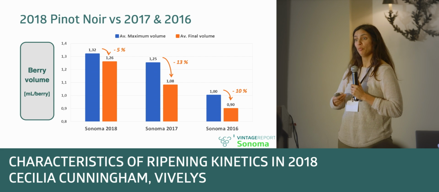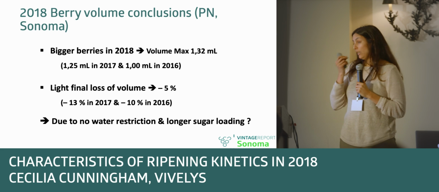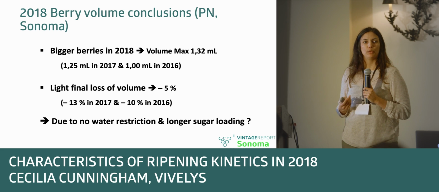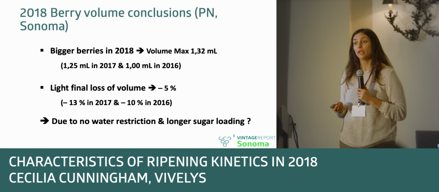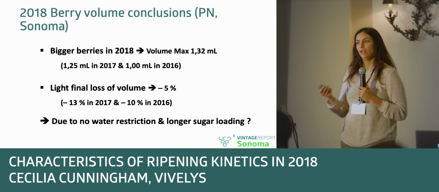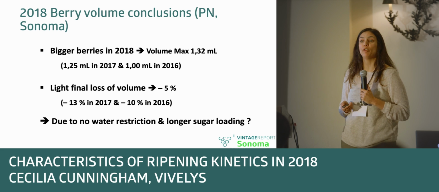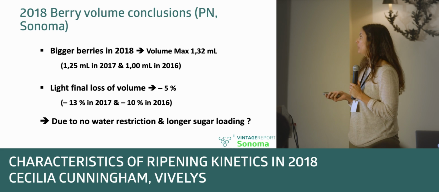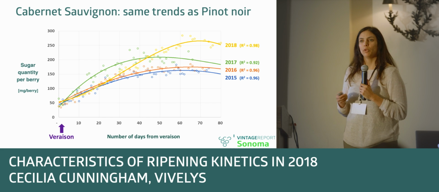So stable volume, bigger berries. And again, this is connected to the conditions that we were seeing. Probably this lack of stress in early stages favored the set and also the development of bigger berries. And the longer sugar load probably helped with this, so we didn't have these aggressive events happening that really impact the berries.